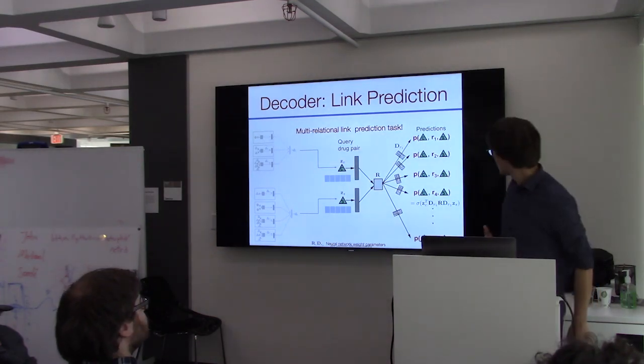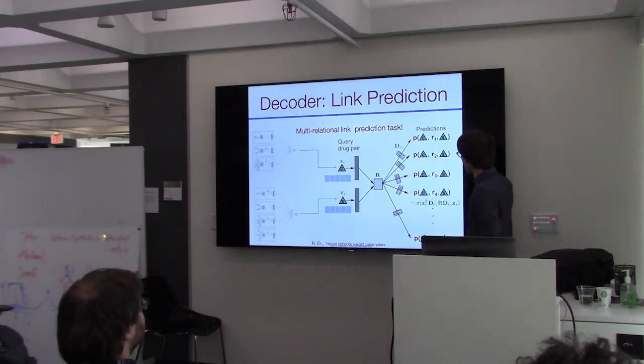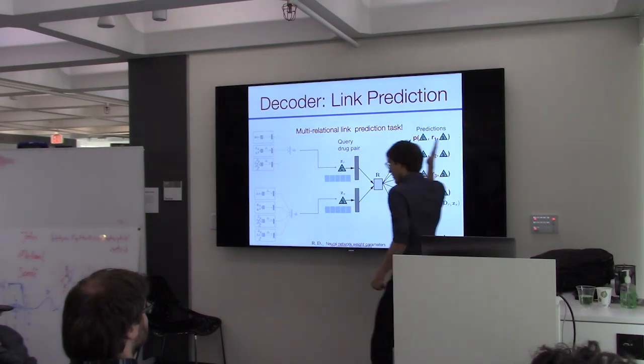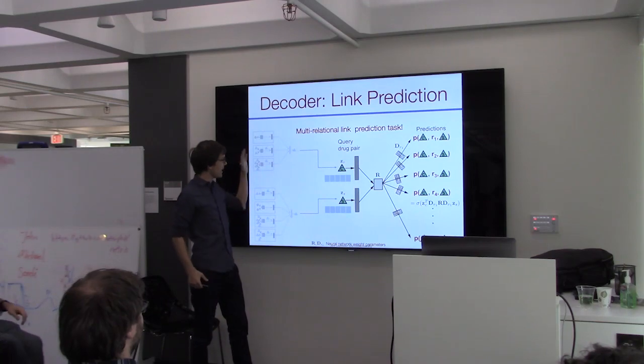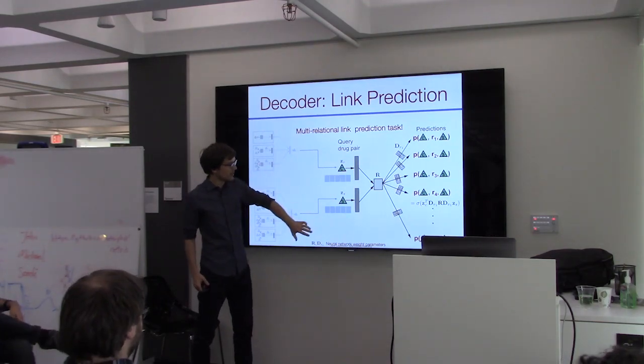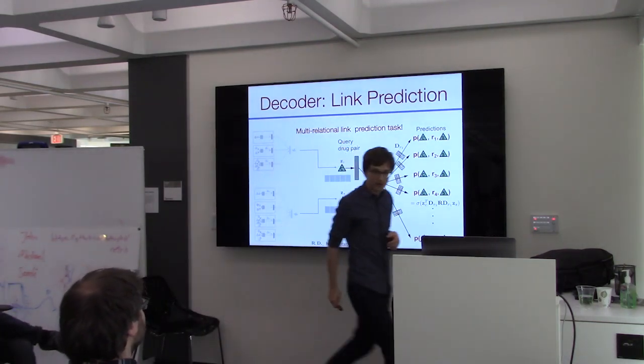Okay, that's essentially the model. And now, given labeled data, you can basically backpropagate this information all the way from here to there to learn all the parameters, to learn the embedding, to learn the model.